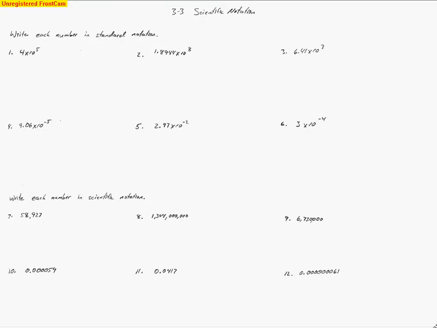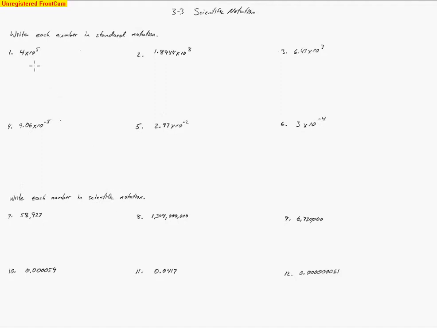This is the tutorial for Chapter 3, Section 3, dealing with scientific notation. And so we've got two different types of problems we're going to encounter today. One type is asking us to write the number in standard notation, which just means just like a regular number, and the other set asks us to write from standard form to scientific notation.